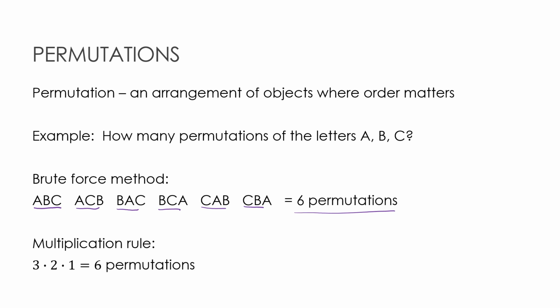If I only want to know how many permutations, then I can just use the multiplication rule and say there are 3 options for my first letter. I've used a letter, so there are 2 options for my second letter. And I've used 2 letters, so there's only 1 left over for my third letter. So that's a total of 6 permutations. That's the same product rule, multiplication rule that we just learned in section 1.1.